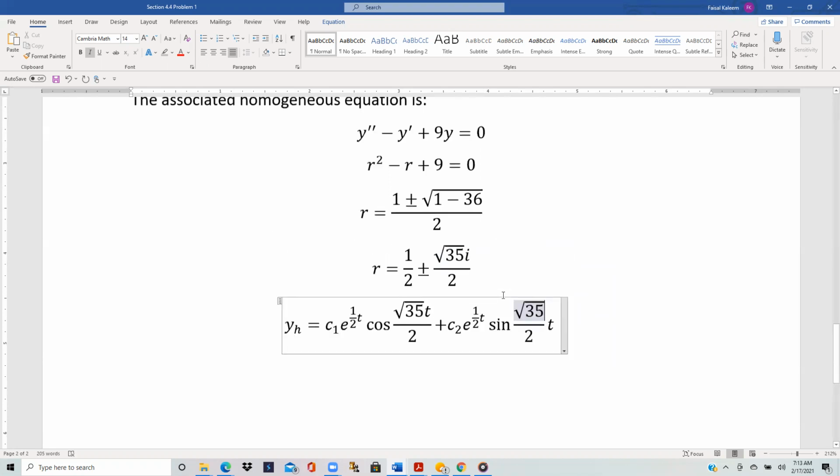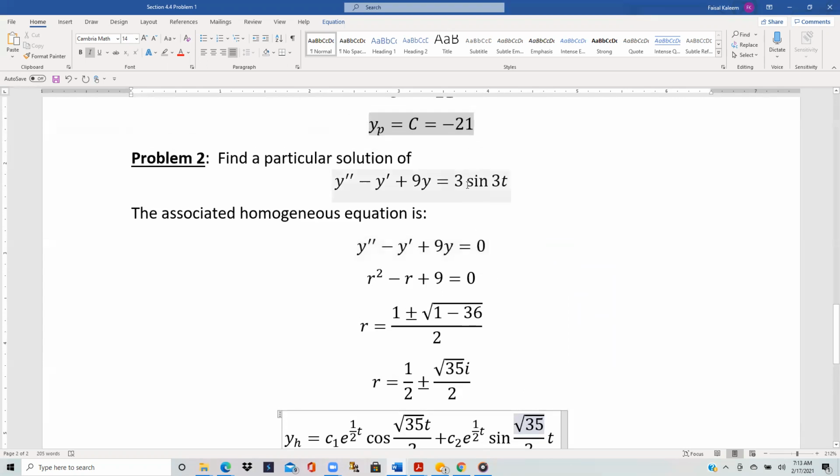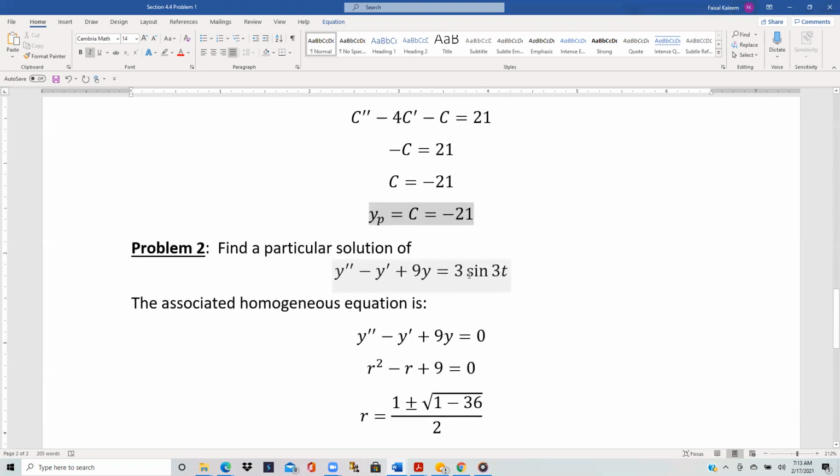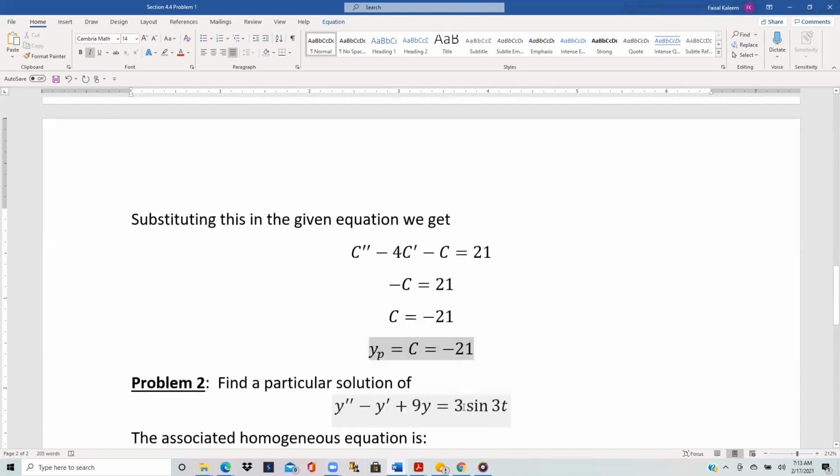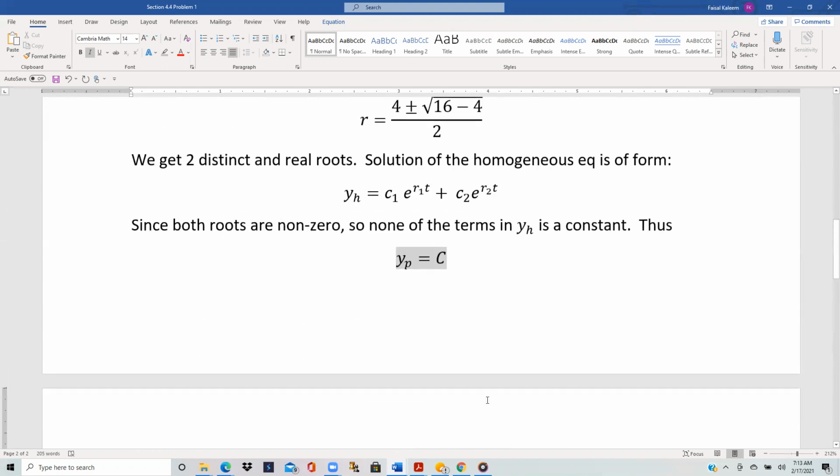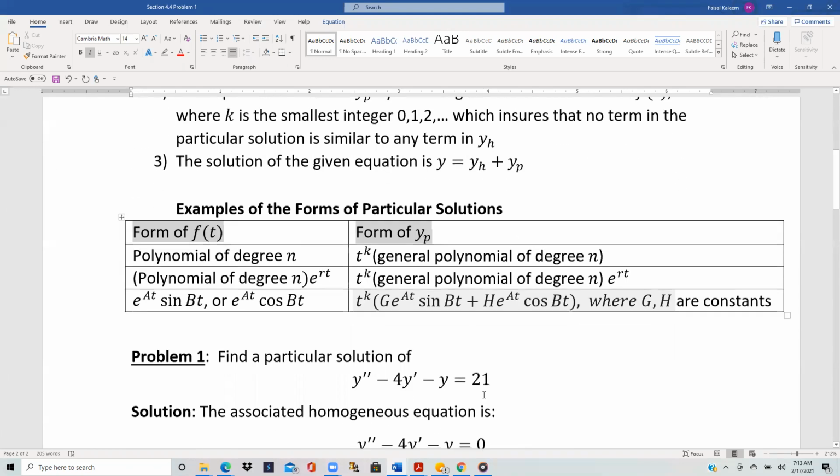Okay, so now if you look at the right hand side, this is 3 sine 3t. So the basic term is sine 3t. This 3 outside is just a constant. That doesn't change the form. So sine 3t, if we go back, we saw that if you have e to the at sine 3t, so e to the at is missing here. So you can think of this not being there. So it would just be G sine bt plus H cos bt, and b is 3.